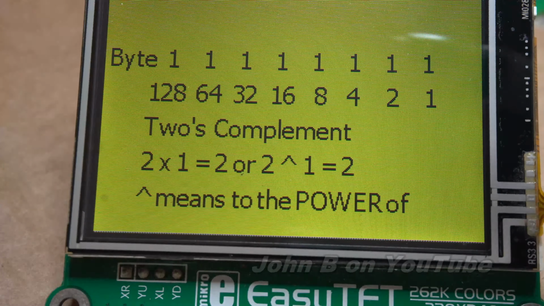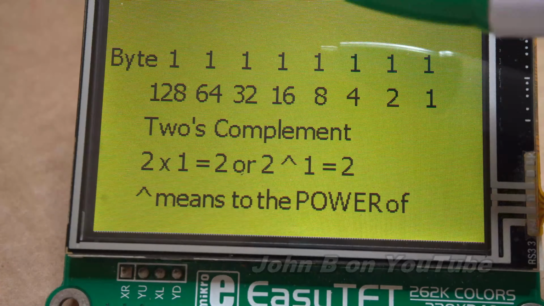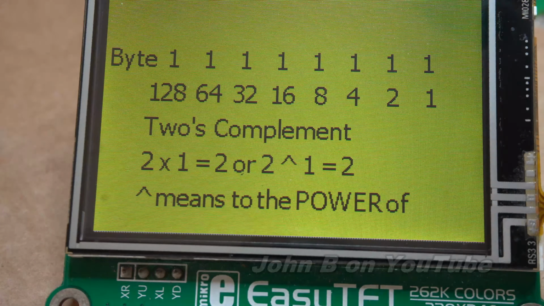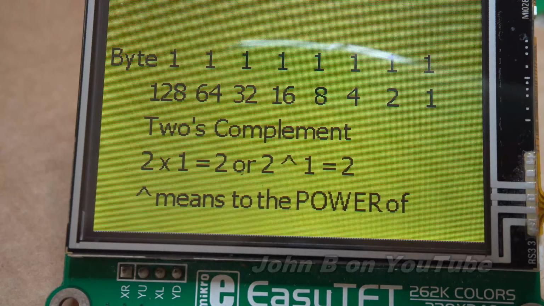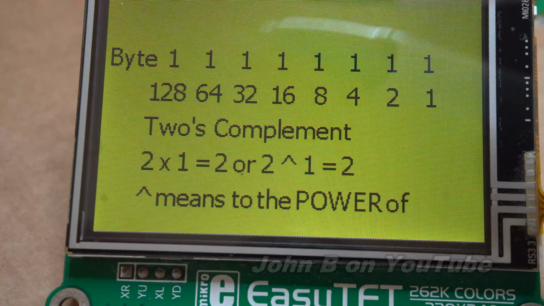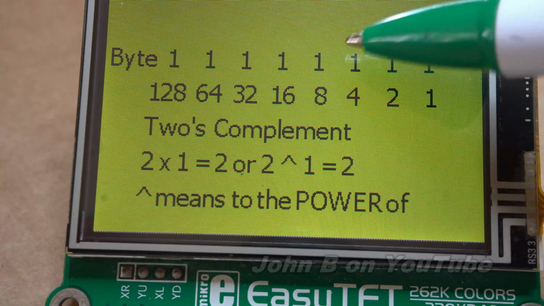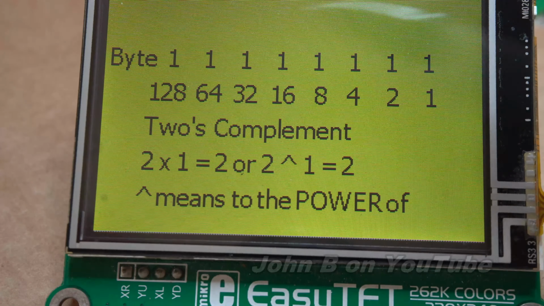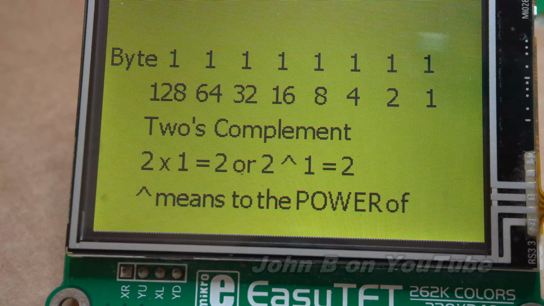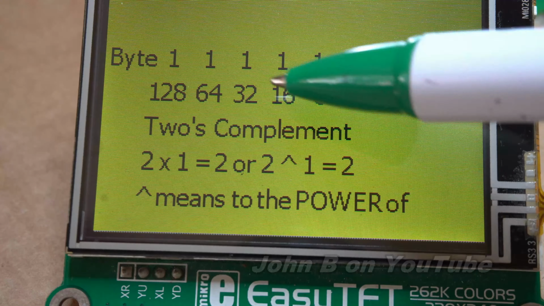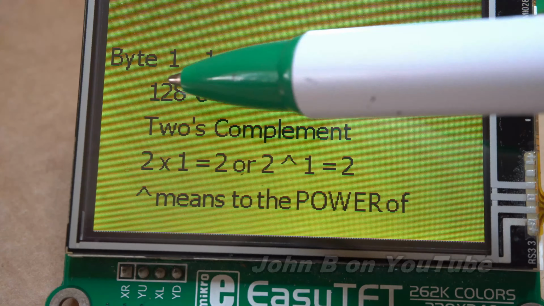So first of all, you've got to understand a byte. A byte is 8 bits: 1, 2, 3, 4, 5, 6, 7, 8. And in computing and programming microcontrollers, those bits of a byte represent a decimal number. So 8 bits, bit 1, bit 2, bit 3, bit 4, bit 5, bit 6, bit 7, bit 8. Bit 1 equals a 1, bit 2 equals a 2, 4, 8, 16, 32, 64 and 128.